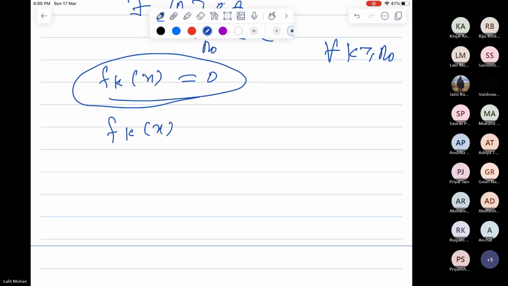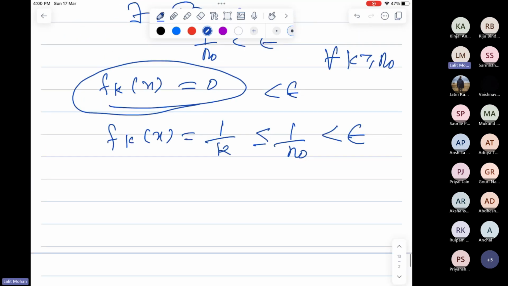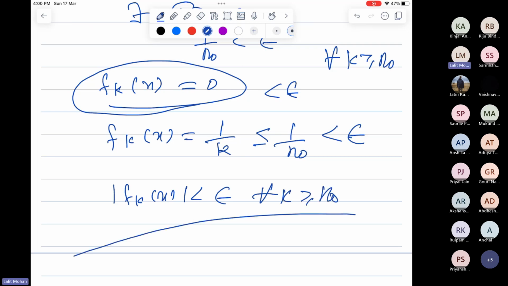We know this will always be less than epsilon. But when x is positive, this will be 1 by k. But when k is greater than or equal to n naught, 1 by k is less than 1 by n naught, and 1 by n naught is less than epsilon. In both cases, for every x, you are getting that f_k(x) is less than epsilon for all k greater than or equal to n naught. It means your convergence is uniform.